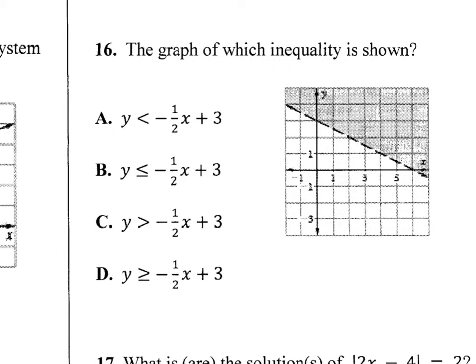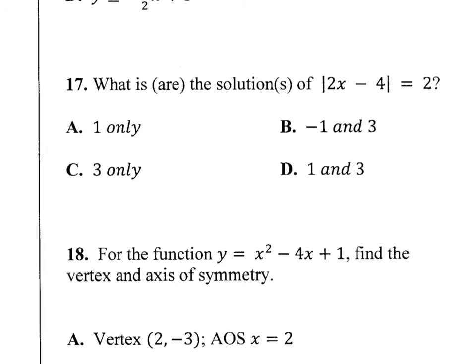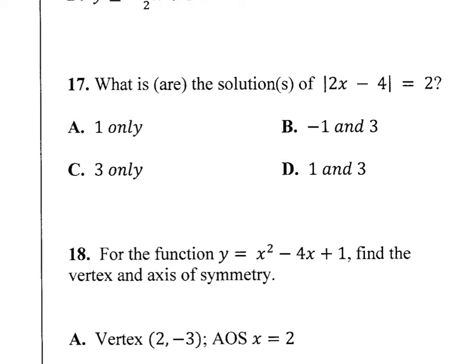Here you go, picture of the graph. We have a dashed line and we're shaded above. Which one of these lines is describing that? What are the solutions for this absolute value? So remember, you have to make two problems here. The first one is going to be just like what it looks like. Or you're going to say 2x minus 4 is equal to -2. And you're going to solve each one for x.